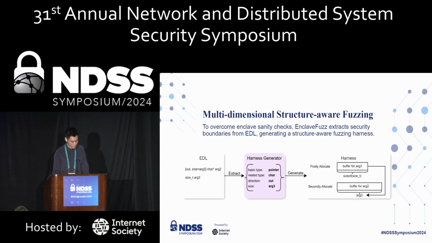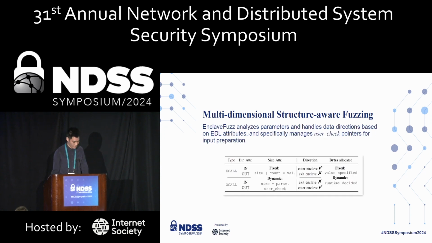The size of argument 2 is determined by the value of argument 3, and our harness needs to allocate proper values for both arguments during the test. Then EnclaveFuzz analyzes attributes of the interfaces defined in the definition field to locate pointers that will be copied into the enclave and tries to allocate data with the correct size for these pointers during fuzzing.